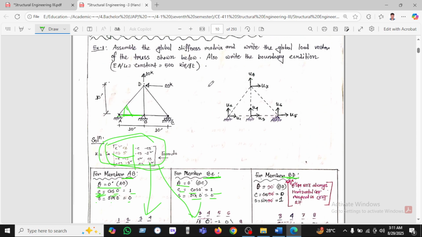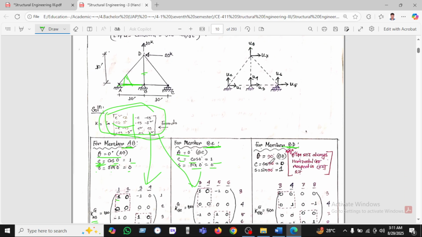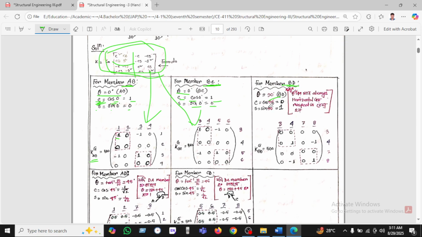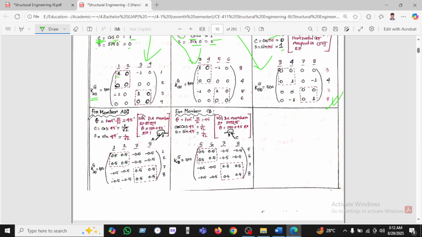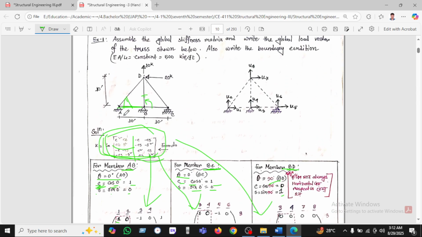The same way we can take BD. What is the member BD? If we see, this is BD, so it will be 90 degrees. Why? Because we are taking from horizontal to vertical, so it will be 90 degrees. So C equals cos 90 degrees equals 0 and sin 90 degrees equals 1. So we just put in this formula, C square, CS, S square, and find these values here.